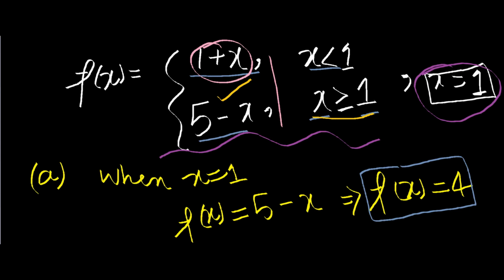And you can also draw the graph. In the graph, you will definitely see that there is a great hole between 1 plus x and 5 minus x. There is a great gap between these two equations of the given function. So this is not continuous at the given point. At x equals 1, it is not continuous.